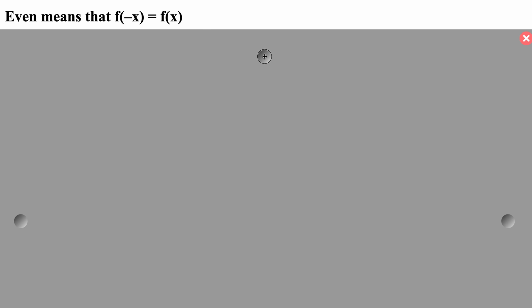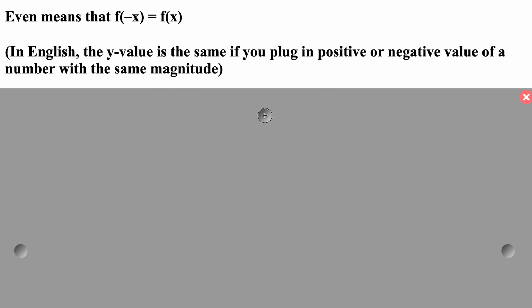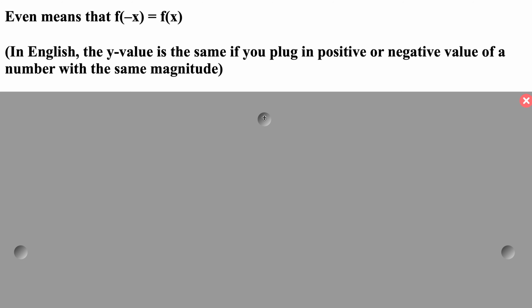Okay, now that's graphically. Formulaically, even means that f of opposite x equals f of x. In English, the y value is the same if you plug in the positive or negative value of a number with the same magnitude. In other words, f of -2 would be the same as f of 2. Now remember from function notation, f of -2 is a y value, and you get the same y value whether you plug the positive or negative in. Now if you think about that, it makes sense, because if we're talking about something being symmetric, some equal point here would have the same y value over here.